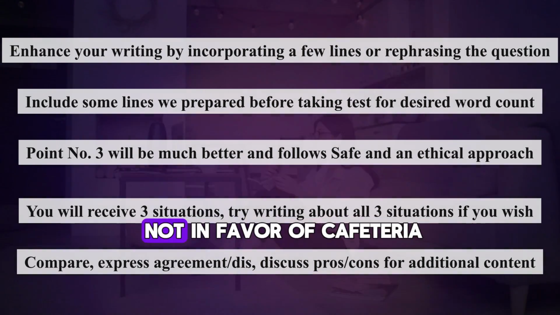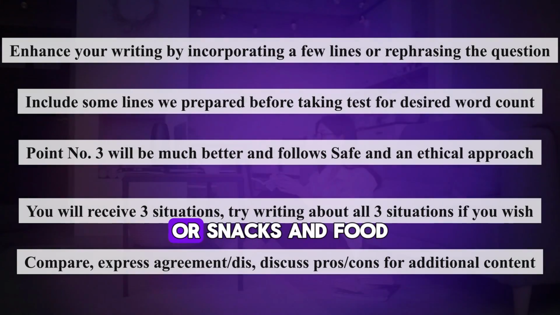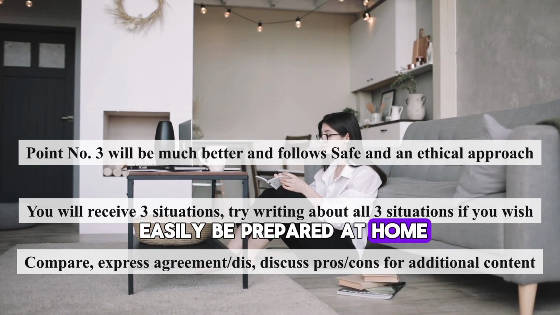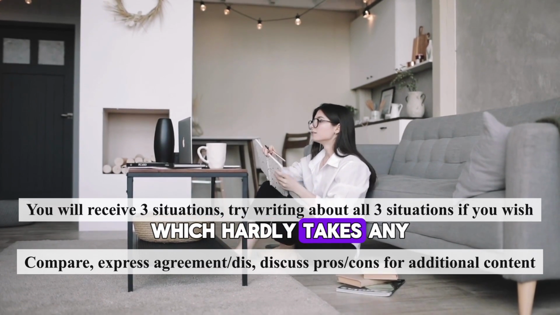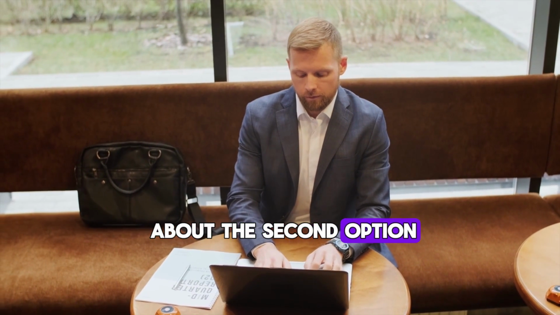Example, you can write, I'm not in favor of cafeteria because the majority of employees bring their lunch or snacks. And food is something that can easily be prepared at home or ordered online, which hardly takes any time and so on. Similarly, you can write about the second option as well.